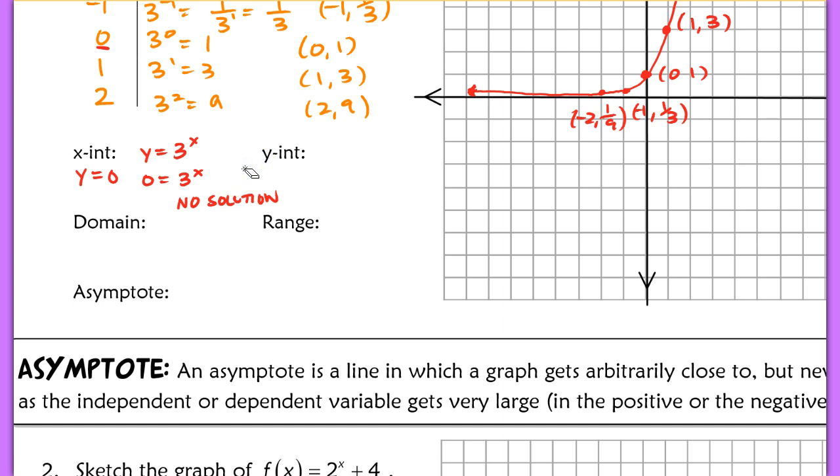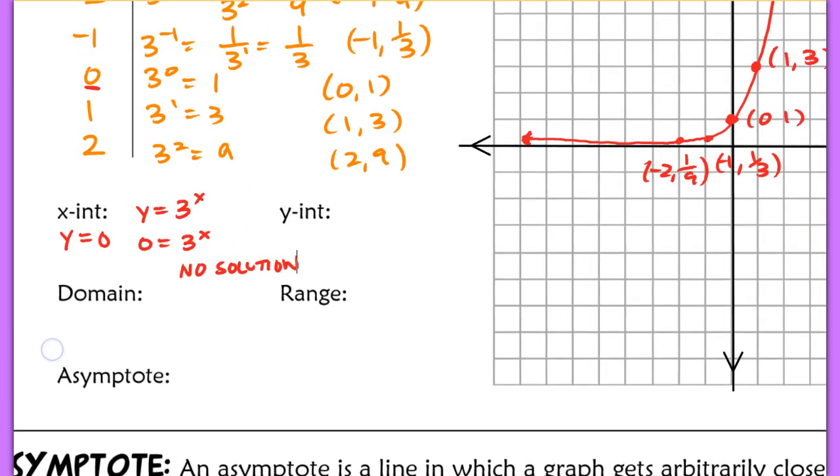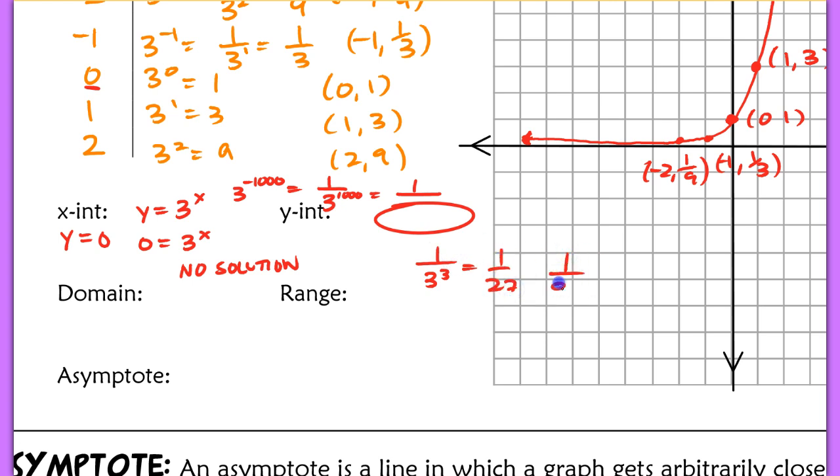If we try to plug in very small negative numbers, so let's say a really, really large negative like -1000, all that negative does is change the base and make it in the denominator, but it doesn't make it a negative value. It just makes it a very large number in the denominator. So you're dividing 1 by a huge number here. Because 3 to the third is already kind of big, so 1 over 3 to the third is 1/27. 3 to the fourth would be 1 over 81, and then 3 to the fifth, 243. It just keeps getting bigger and bigger and bigger.